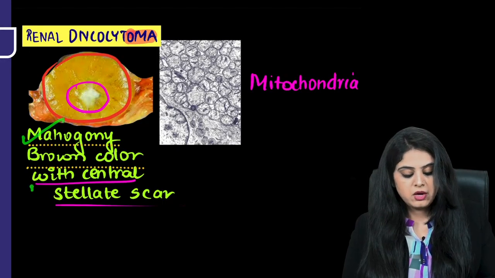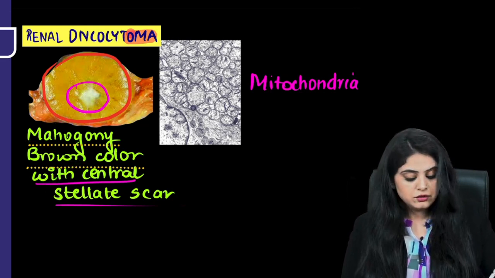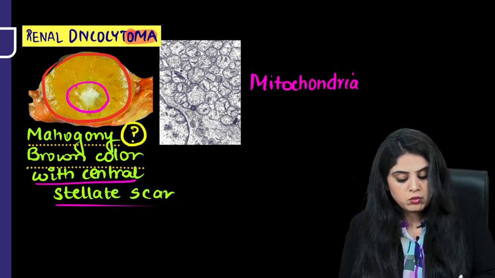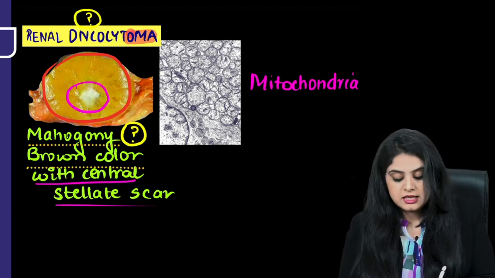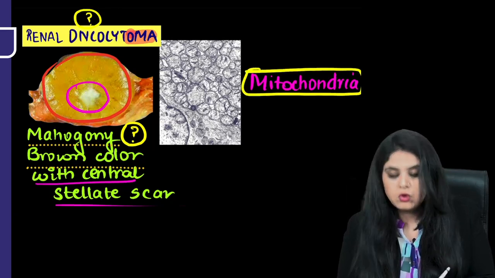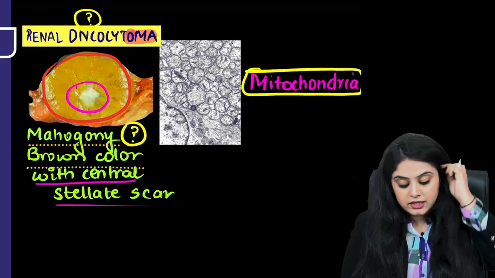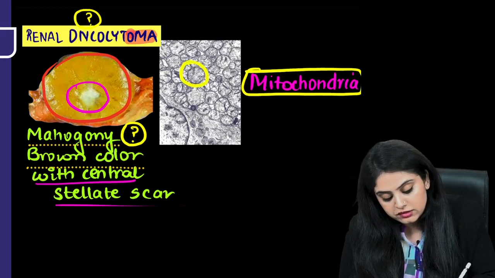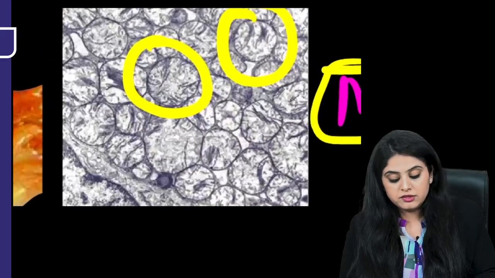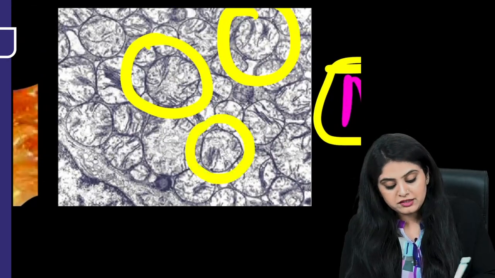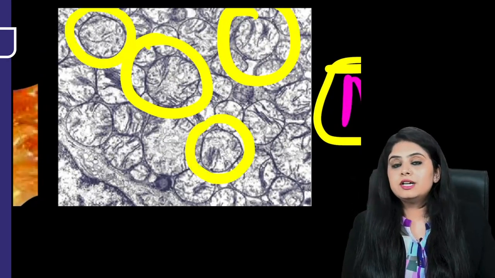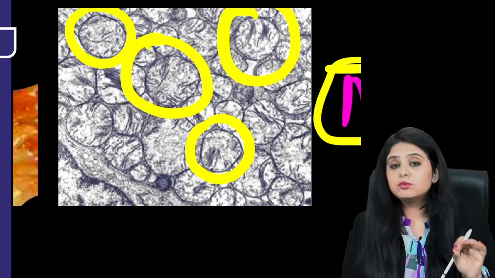Oncocytoma has a mahogany brown color with a central stellate scar. So your question is, why mahogany brown and what is the meaning of the word oncocyte? All of them mean mitochondria. The oncocyte word means mitochondria. The brown color is because of mitochondria. So over here, all these black color granules and organelles that you're seeing are basically the mitochondria. So this was a benign tumor.